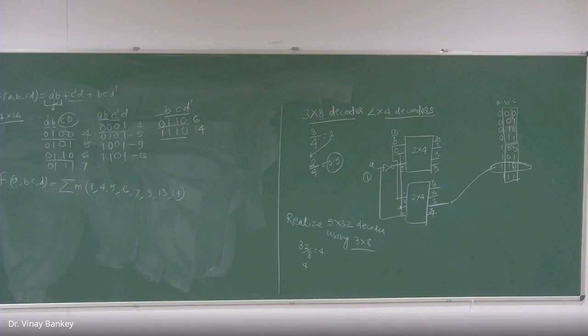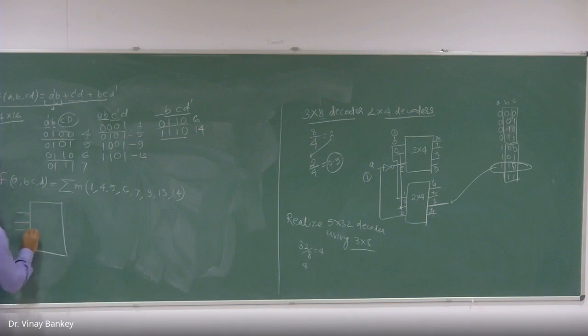Now the question is, if this is the question given, you need to implement this Boolean function using a 3x8 decoder. It is very easy to implement this using a 4x16 decoder. But can you implement this Boolean function using a 3x8 decoder? I think there should not be any hurdle. Just one thing is needed: you should take care of the enable input.